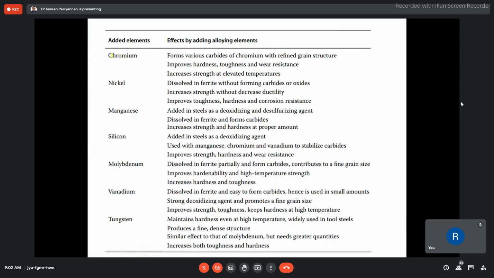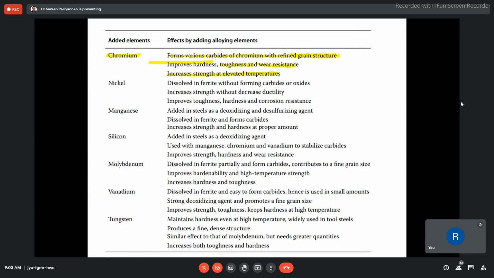See here. A few things I will see, then the remaining things you study yourself. While adding chromium, it forms various carbides of the chromium and refines the grain structure of the material, right? This is due to adding the chromium. But what are the benefits we are going to get? Improve the hardness, improve the toughness, also increase the wear resistance while adding chromium, as chromium has more percentage in the alloying element. Increase the strength at elevated temperature. These are the benefits we are going to get.